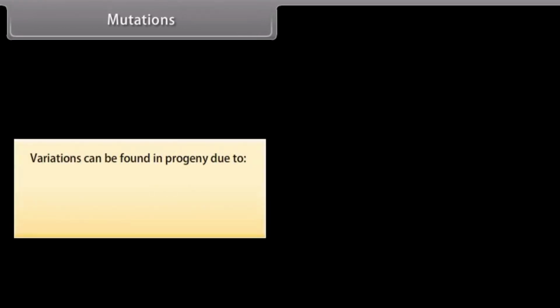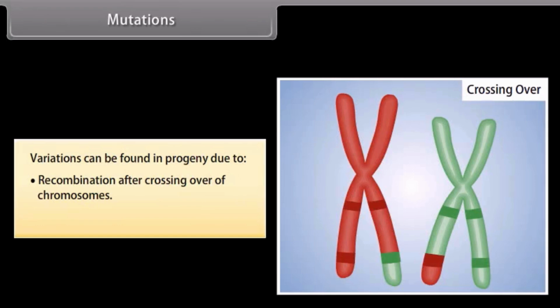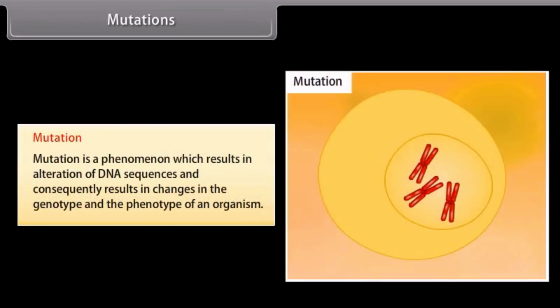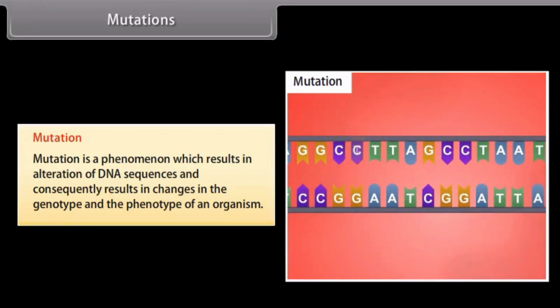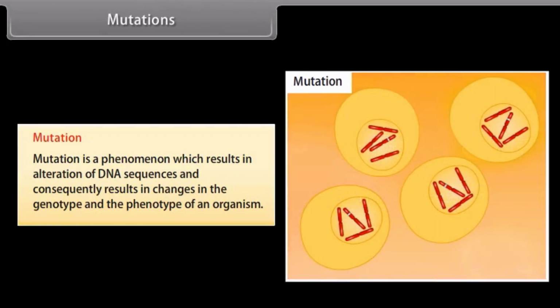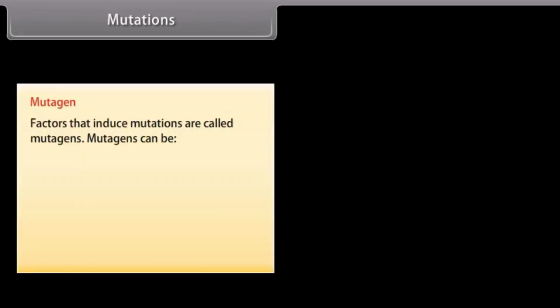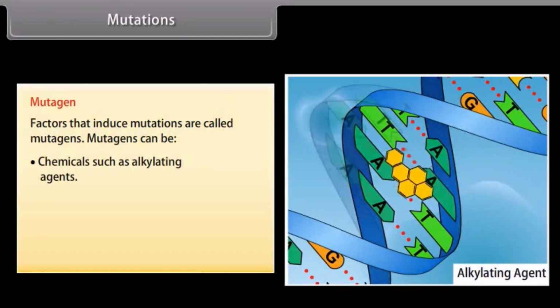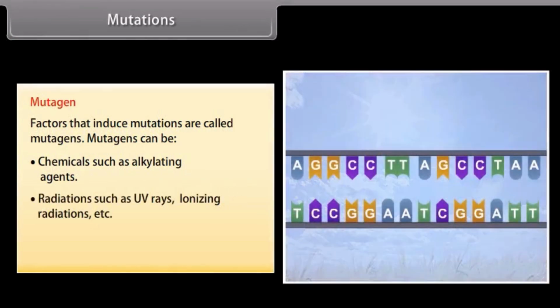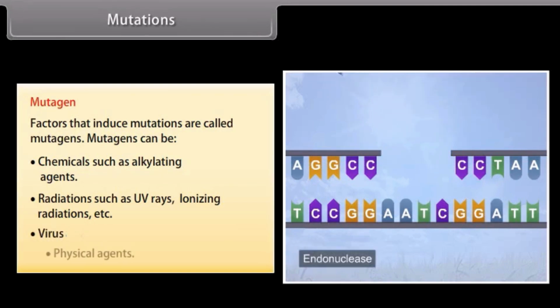Mutations. Variations can be found in progeny due to: number 1, recombinations after crossing over of chromosomes; number 2, mutations. Mutation is a phenomenon which results in alteration of DNA sequences and consequently results in changes in the genotype and the phenotype of an organism. Mutagen. Factors that induce mutations are called mutagens. Mutagens can be chemicals such as alkylating agents, radiations such as UV rays, ionizing radiations, etc. Virus. Physical agents.